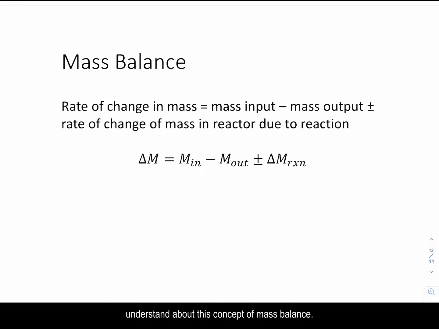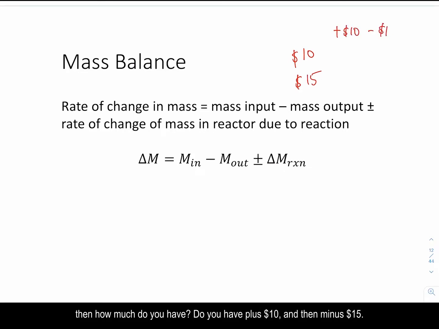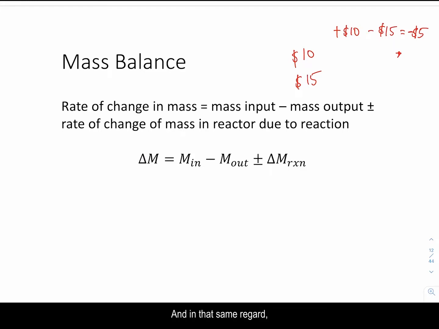Okay, and here the mass balance is basically almost like a bank account statement. So for one example, let's say you have a $10 deposit into your bank, and you have a $15 withdrawal from your bank account, then how much do you have? Right, you have plus $10 and then minus $15. So after this, you're basically losing $5 from your original bank, right? And so in that same regard, this change in the mass will be equal to how much is coming in, how much is coming out.